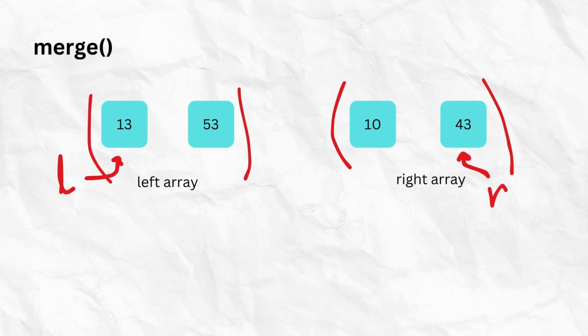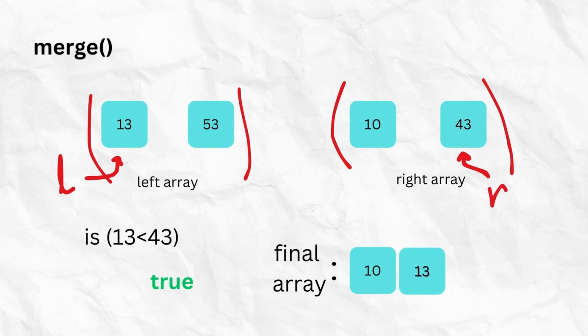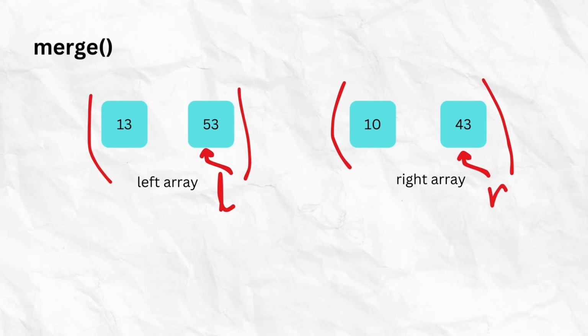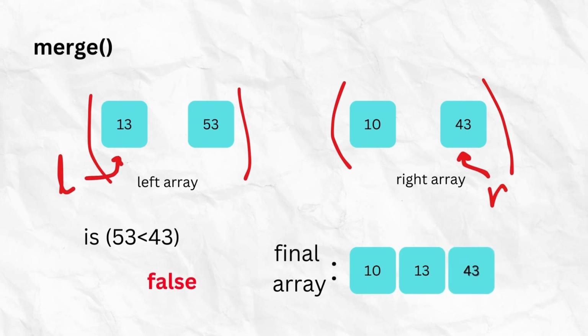array. Since we added the element from the right array, we will increment the right pointer, so the right pointer will point to the next element of the right array without changing the left pointer. Now we will check if 13 is lesser than 43, which is true. So the next element that should be added to our answer array is 13. After this step, we will increment the left pointer. Now the left pointer is pointing at 53. Is 53 lesser than 43? Obviously not, so the next element that should be added to our answer array is 43.